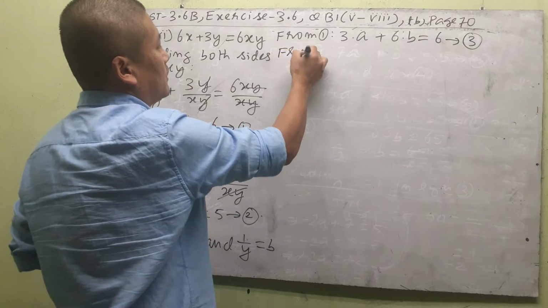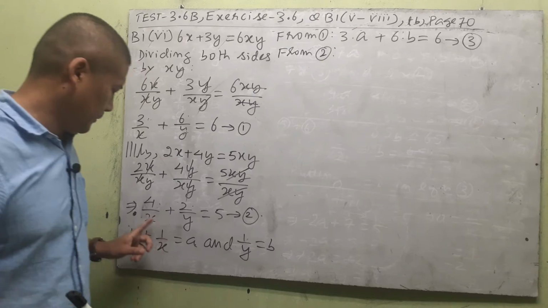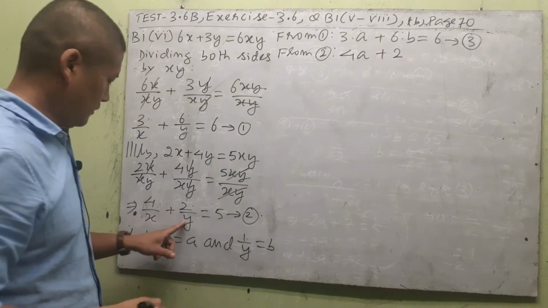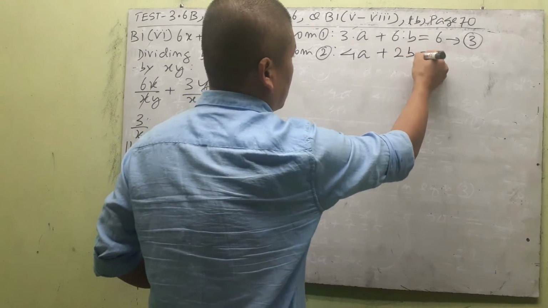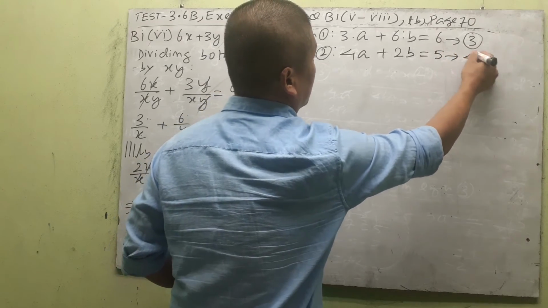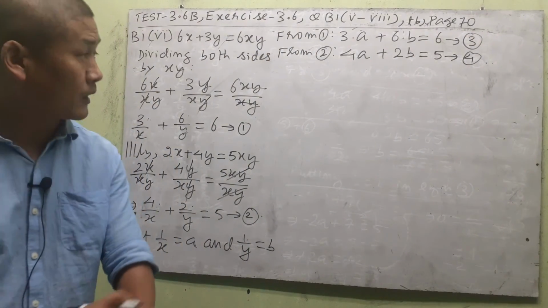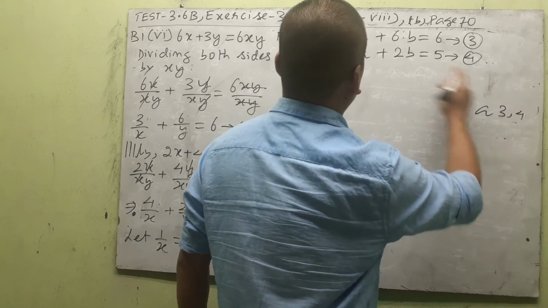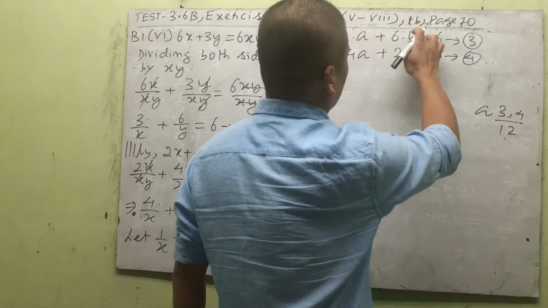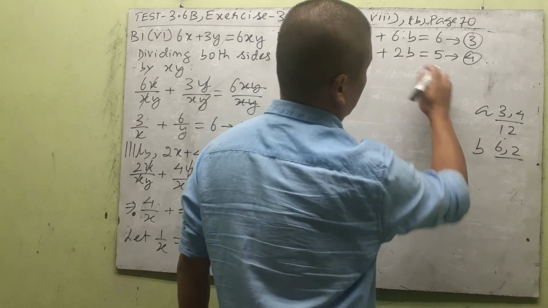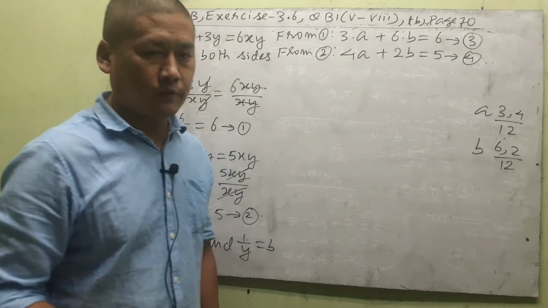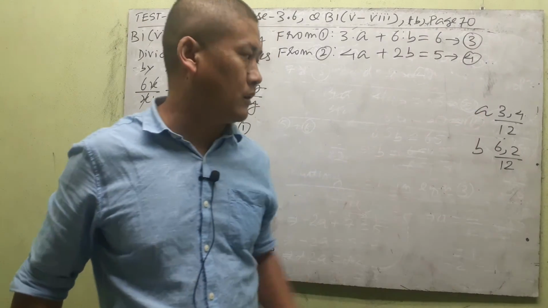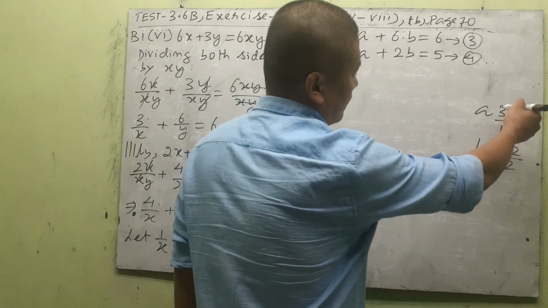And then from equation number 2, 4 into a plus 2 into 1 by y put as b is equal to 5. This is equation number 4. So now we want to solve by elimination because that's easier. 3 and 4 are the coefficients of a, whose LCM is 12. Here the b coefficients are 6 and 2, whose LCM is 12 again. So it's the same LCM of 12 whether you choose to equate the coefficients of a or b. You can choose any one. It's almost going to be the same difficulty level.